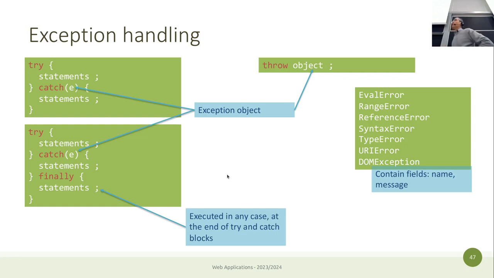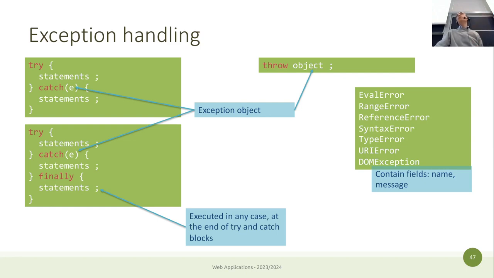Exceptions. JavaScript supports exceptions. Okay? Like other languages, try, catch, finally. Try specifies a part of a program that can throw an exception.